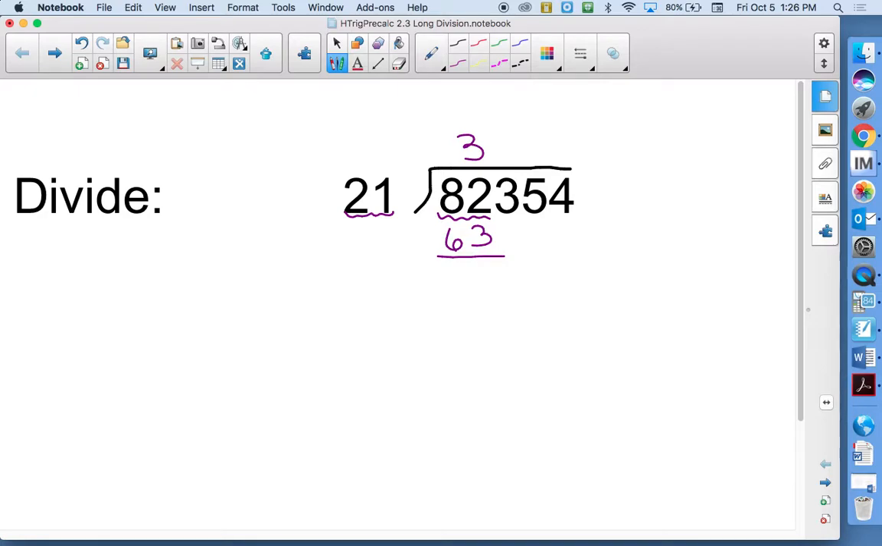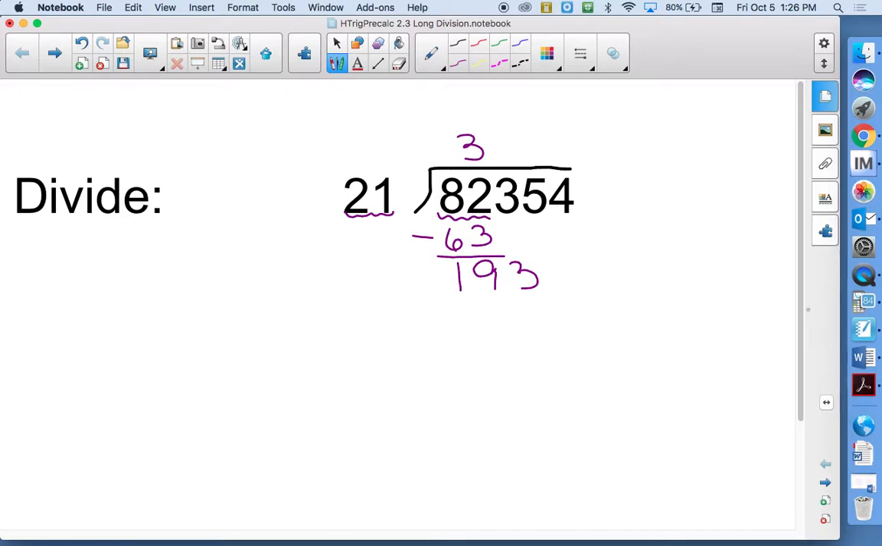And then what do you do with 82 and 63, Brandon? You subtract them and you get 19. Good. So now the next step would be to pull down the next number. Because 21 can't go into 19. If it can, then you didn't use a big enough number on the top and divided it incorrectly. And then you start the process again.